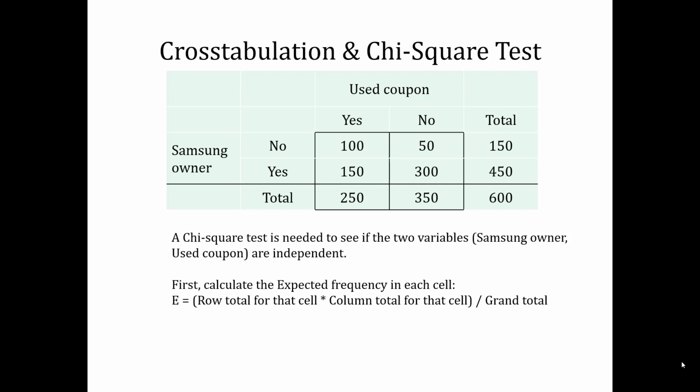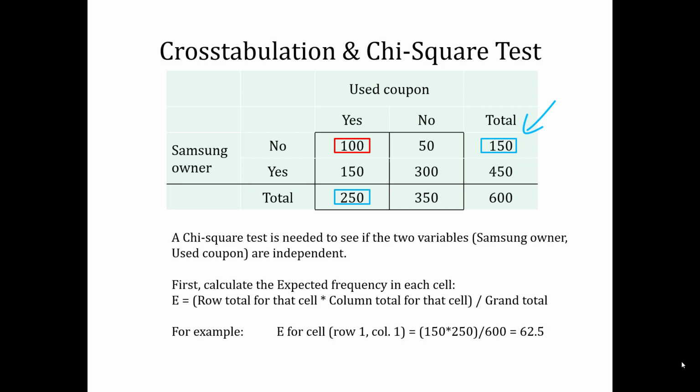First, we calculate the expected frequency in each cell. This equals the row total for that cell times the column total for that cell divided by the grand total. For example, the expected frequency for the cell 1, 1, that is in row 1, column 1, is calculated as 150, which is the total for row 1, times 250, which is the total for column 1, divided by 600, which is the grand total. This gives you an expected frequency of 62.5. You can similarly calculate the expected frequency for cell 1, 2, that is row 1, column 2, as 150 times 350 divided by 600, which gives you a value of 87.5, and so on for each of the four cells.